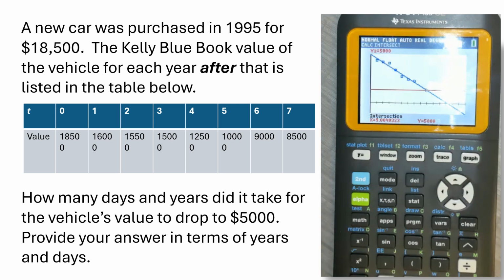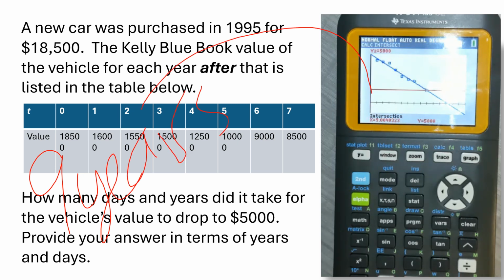The car's value will be 5,000 at approximately 9.0040325, but it says it wants answers in terms of years and days. So I'm going to take a time, and I know it's going to be 9 years because that's the whole number here.